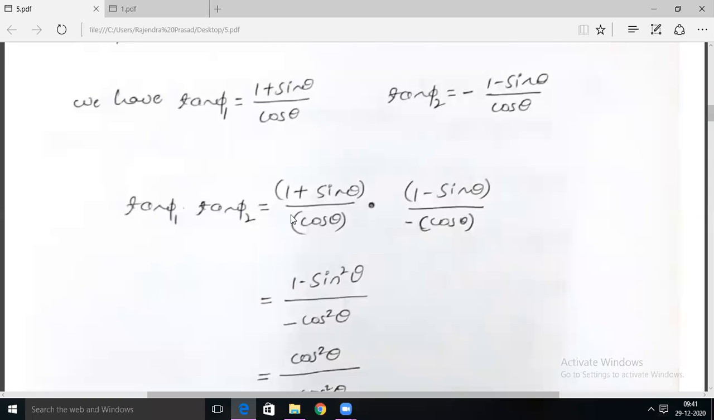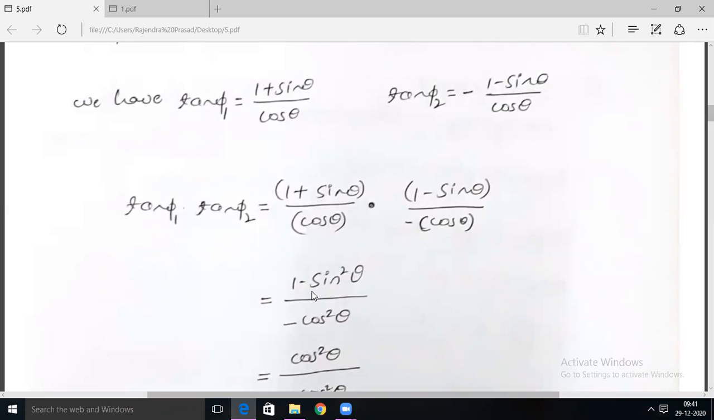See, observe here, tan phi 1 into tan phi 2. So tan phi 1 we have here 1 plus sin theta upon cos theta, into tan phi 2 we have here minus 1 minus sin theta upon cos theta. 1 plus sin theta into 1 minus sin theta is of the form a plus b into a minus b, which is a square minus b square. In place of a we have 1, in place of b we have sin theta.